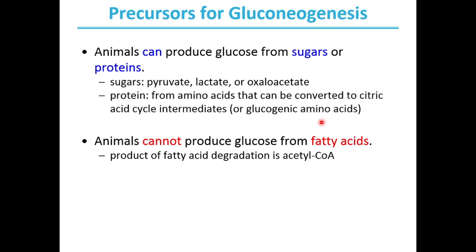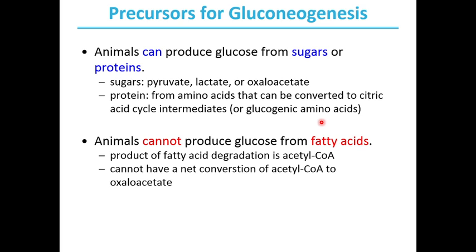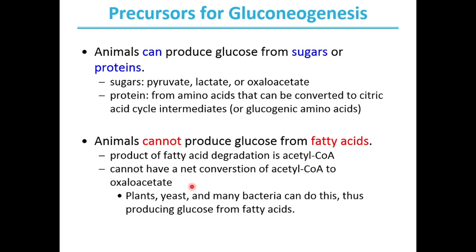The product of fatty acid degradation is acetyl-CoA, and there cannot be a net conversion of acetyl-CoA to oxaloacetate. Animals cannot do this conversion, while plants, yeast, and many bacteria can convert acetyl-CoA to oxaloacetate, thus producing glucose from fatty acids.